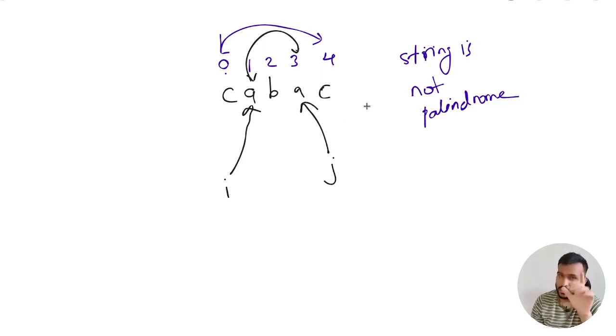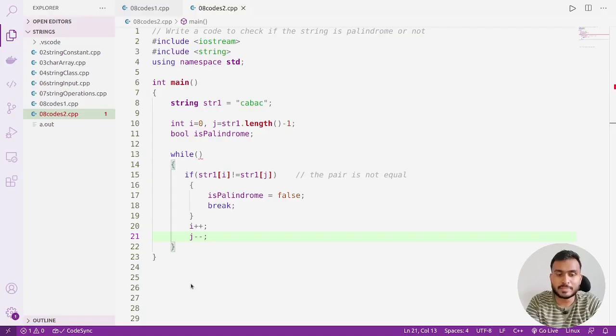And if the elements are not equal, then what is going to happen? We are setting the boolean variable isPalindrome to false. So isPalindrome will be set to false, and then we are breaking from the loop. In that case i++ and j-- won't happen. I hope you are clear with this point, how this thing is working. Now let's discuss this condition.